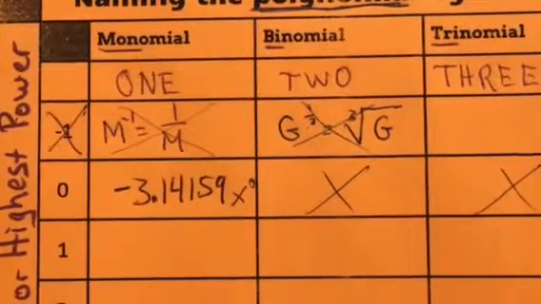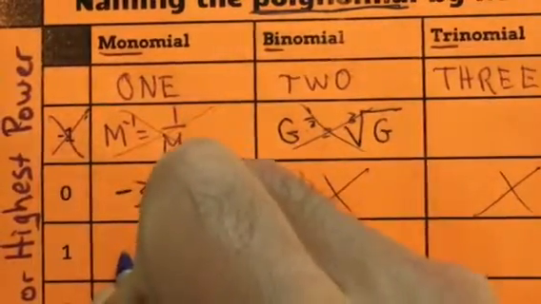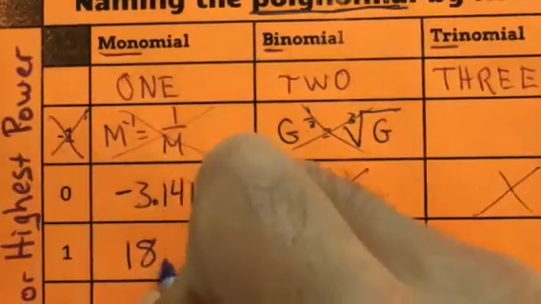Okay, let's go to degree 1. Now I can say a monomial might look something like 18R.